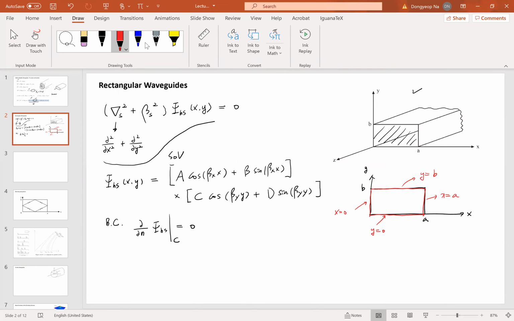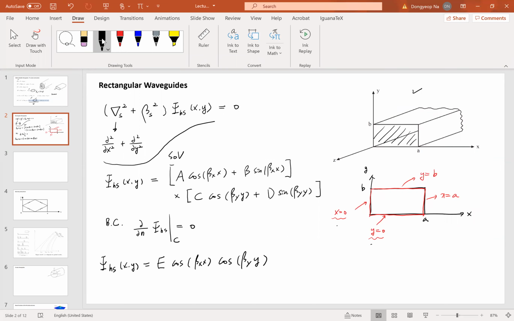Yeah, I'm going to skip the details of the math. However, by applying these two boundary conditions, we can figure out that the solution should have this form: an arbitrary constant times cosine beta x and cosine beta y, by using these two boundary conditions.